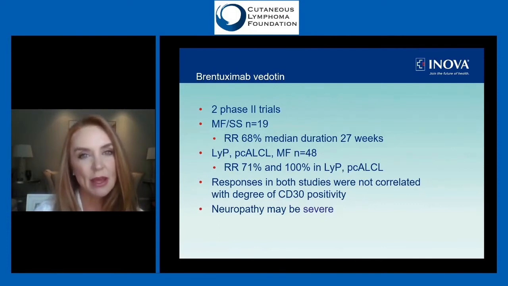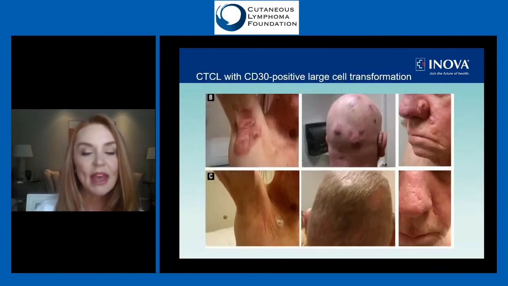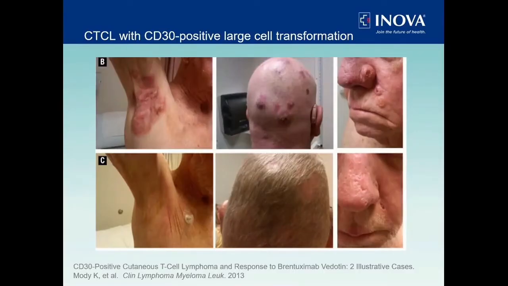So that's a big problem, and definitely something that has to be taken into consideration when we're counseling patients about potentially using brentuximab in their treatment. That said, it can be incredibly effective. Here is an example of a patient who had pretty widespread plaques and tumors, and an excellent response to brentuximab, and this is CD30 positive large cell transformed disease as well.